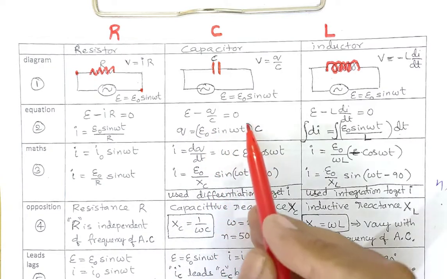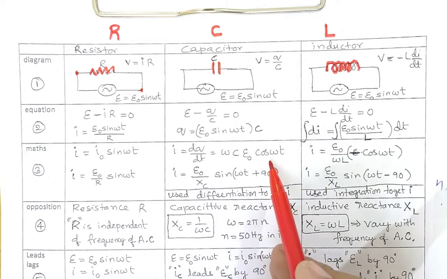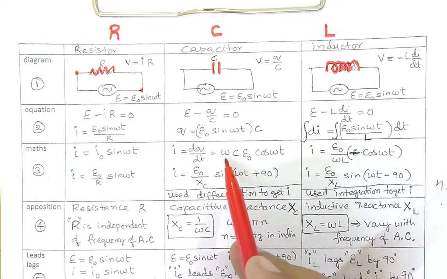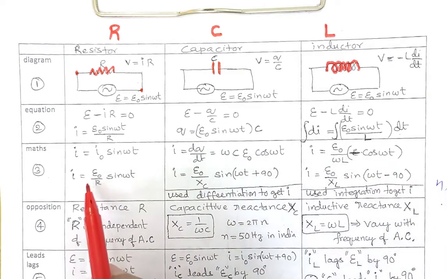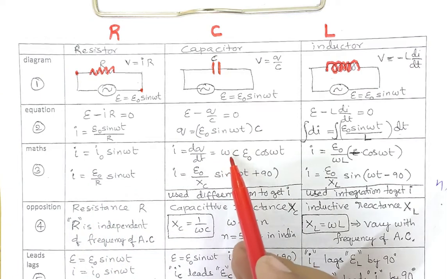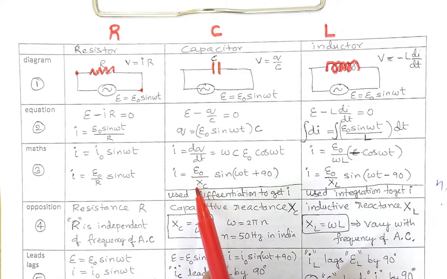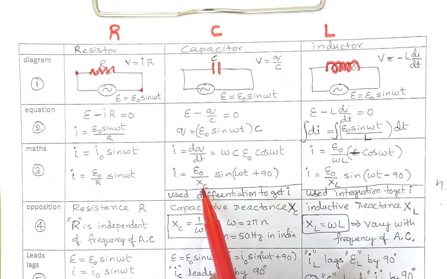When I differentiate the sine function, keeping the other two things constant, sine becomes cos omega t. Internal differentiation adds one more omega in front of the value. So, omega C E0. But here you see E0 by resistance is in the denominator, while here it is in the numerator. So bring this down and call it XC. Here we call opposition to the flow of current resistance. Here opposition to the flow of current we call capacitive reactance.